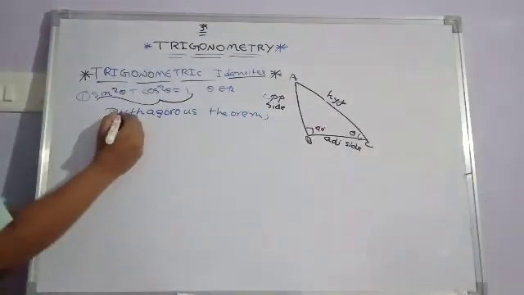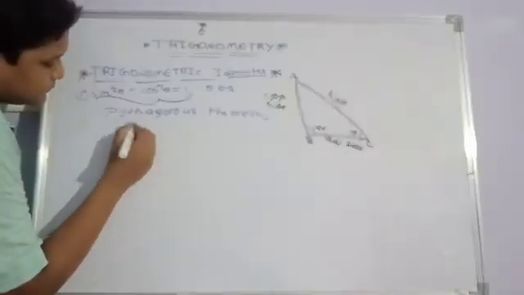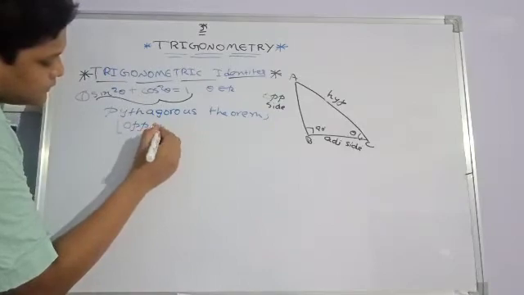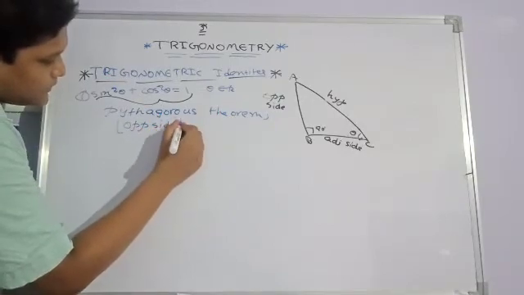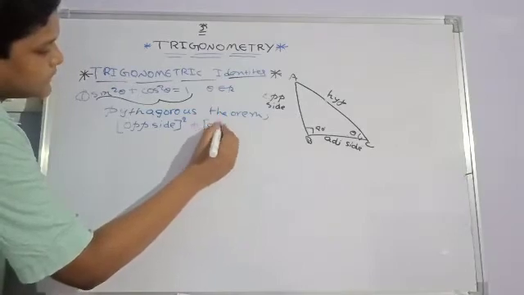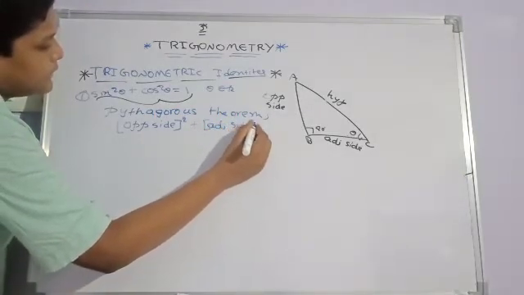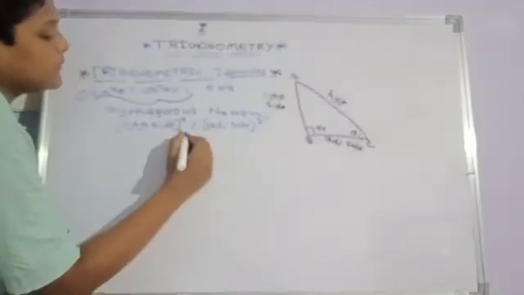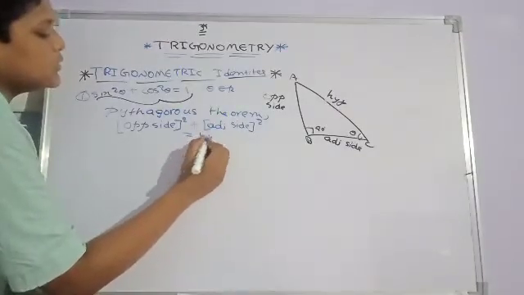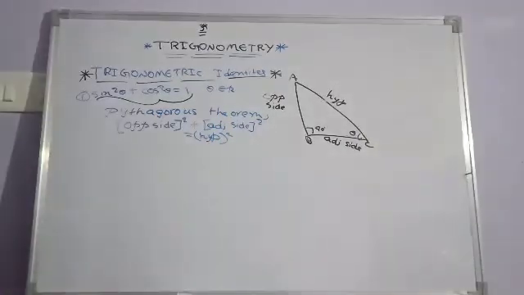Pythagoras theorem is equal to opposite side whole square plus adjacent side whole square, which is equal to hypotenuse whole square. Okay, we are going to deal with this formula.